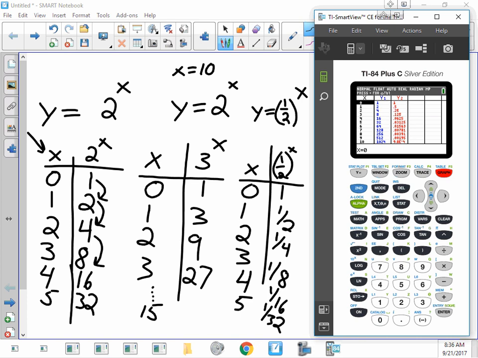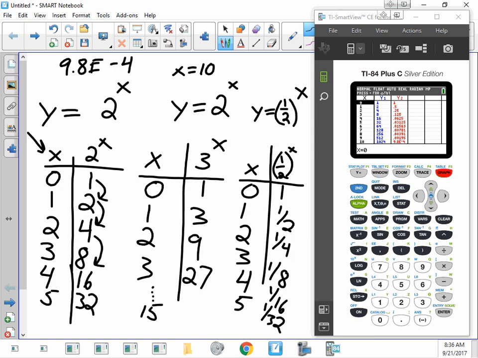So if we look at our table, my blue values are the 2 to the x equation. And you notice they're getting bigger. And if I were to scroll down, they start getting really big really fast. And what do you notice about the red numbers? They get smaller. That bottom one says 9.8 e negative 4. What does that mean?